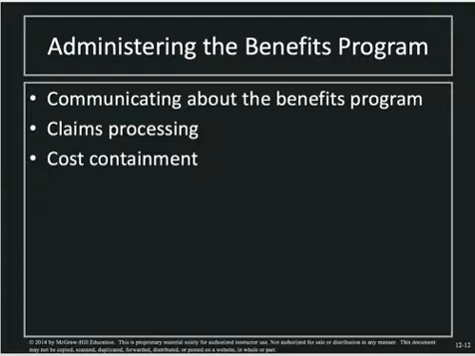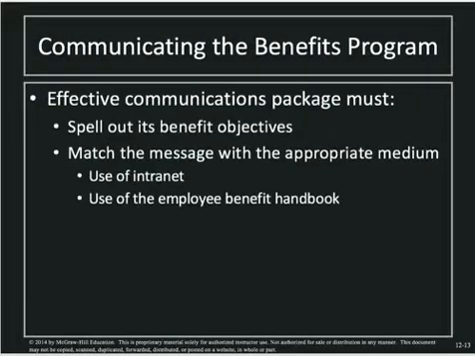Administrative time is typically spent on three functions: communicating about the benefits program, processing the claims, and cost containment. Benefits communication revolves around four issues: what is communicated, to whom, how it's communicated, and how frequently. Much of the effort to achieve benefit goals today focuses on identifying methods of communication, the how. The most frequent method for communicating employee benefits is probably still the Employee Benefit Handbook.